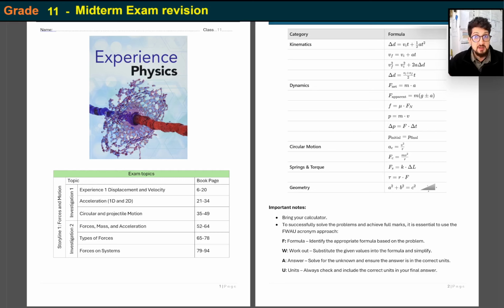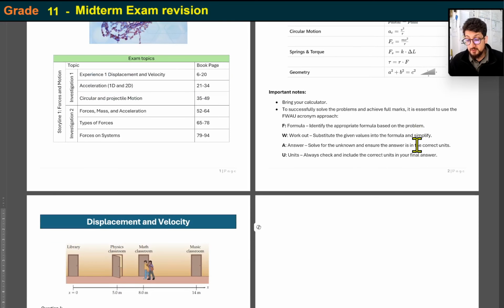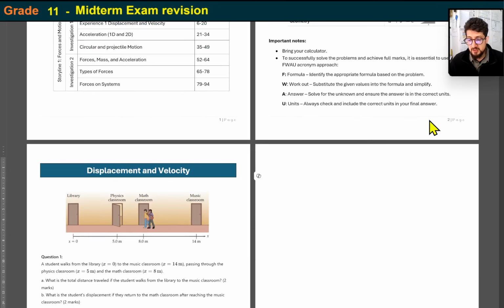And the reason why we do that is actually to benefit you. In case you make a mistake with the final answer, we can still reward you some marks for the formula, the workout, and the units, right? In fact, you can still score most of the marks if you've got the correct workout. Right.